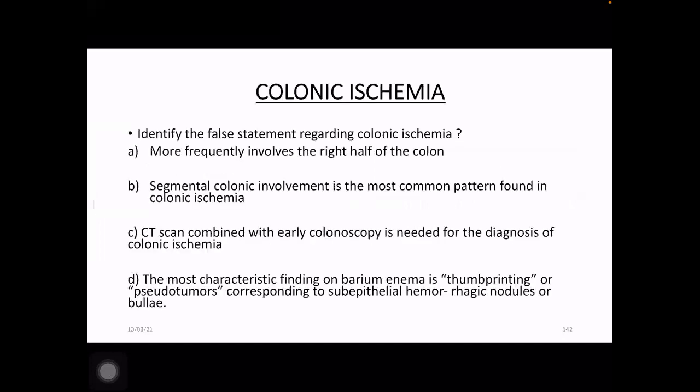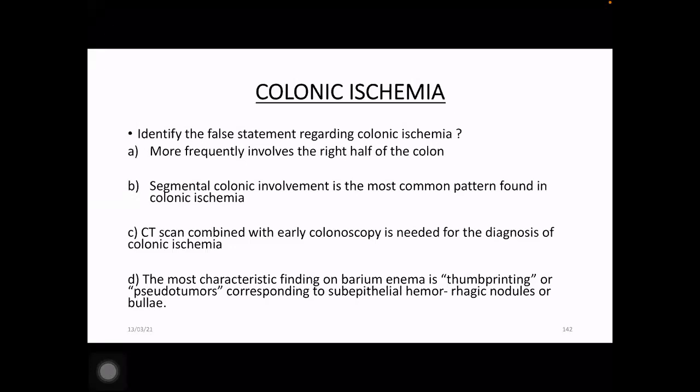Fine. So again, as I told, colonic ischemia: like any other part, the colon, like the small bowel, is susceptible to ischemia. So now identify the false statement regarding colonic ischemia. It more frequently involves the right half of the colon. True or false? True. I told you, no, it more frequently involves the left side of the colon. Fine. So the left side is the part which is more common. Segmental colonic involvement is the most common pattern found in colonic ischemia.